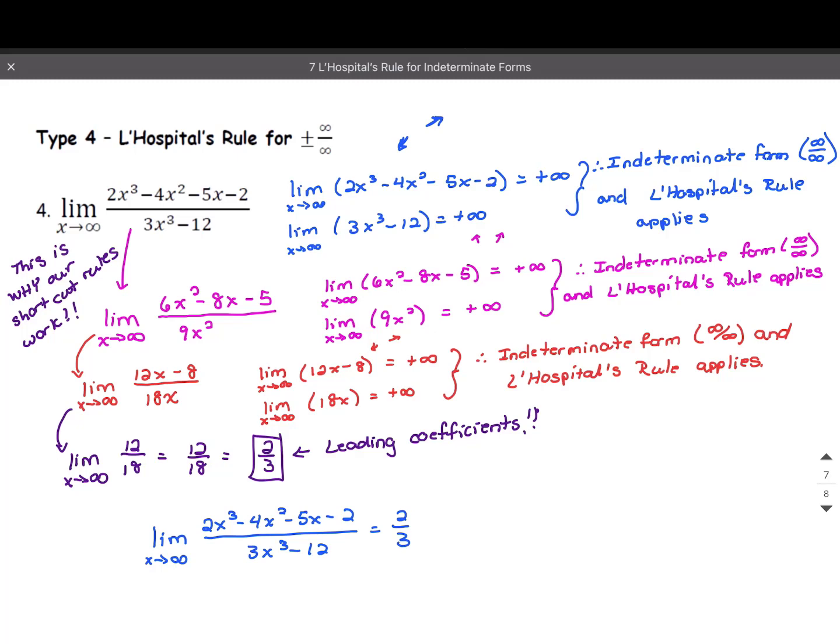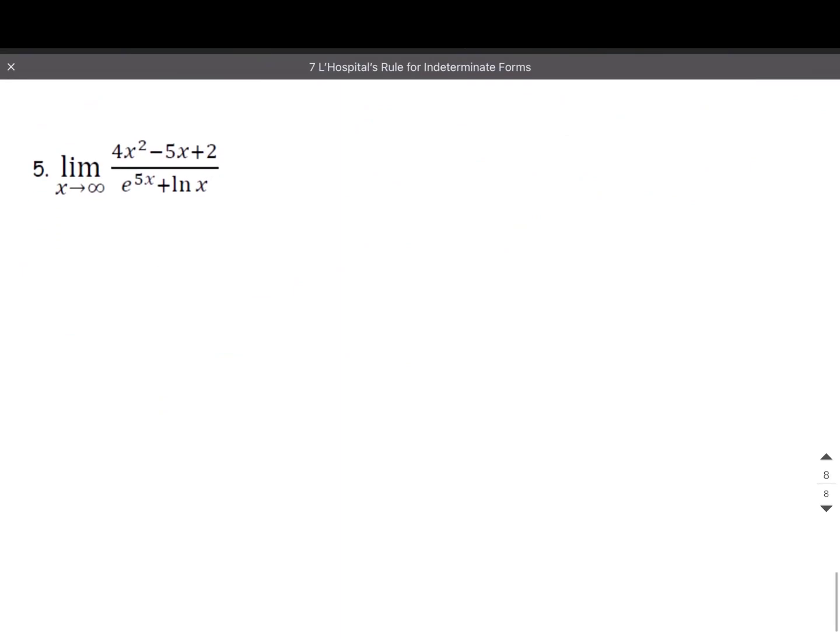All right, that was fun. Let's try another one. This is going to be our last one for today, okay? So we have the limit as x heads to positive infinity of 4x squared minus 5x plus 2 over e to the 5x plus natural log of x.